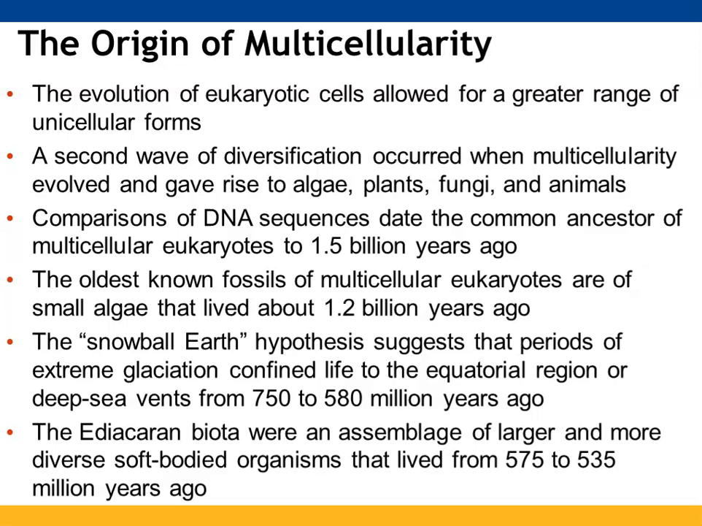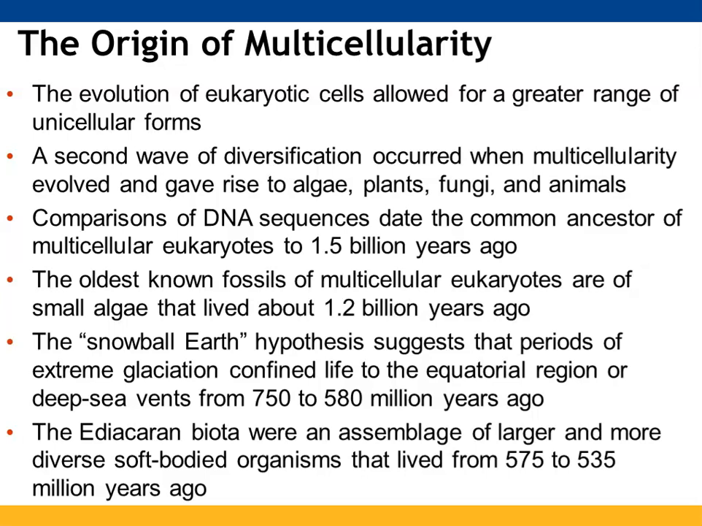Multicellular organisms, where did these come from? Evolution of eukaryotic cells allowed for a greater range of unicellular forms. And then an additional wave of diversification occurred when the multicellular cells were able to evolve and give rise to different living forms, such as algae, plants, fungi, and animals.